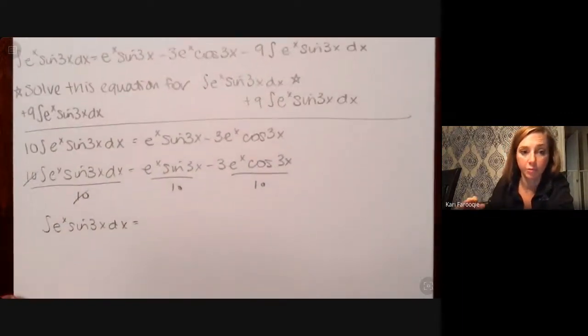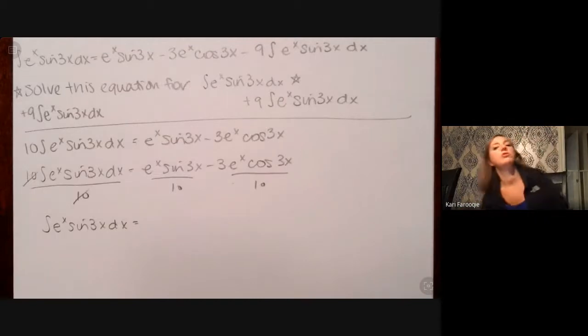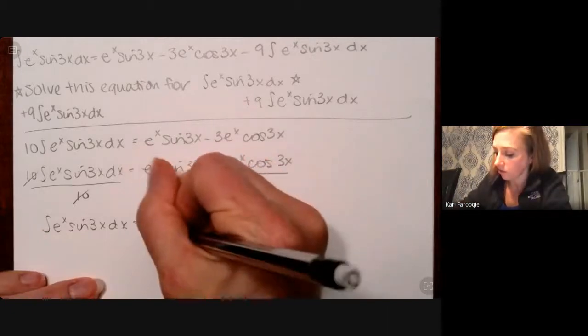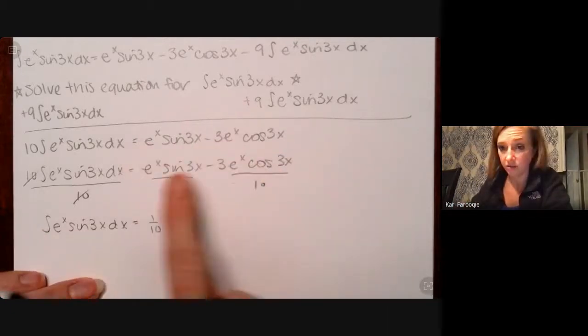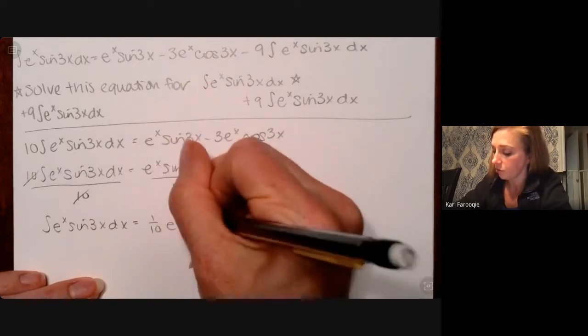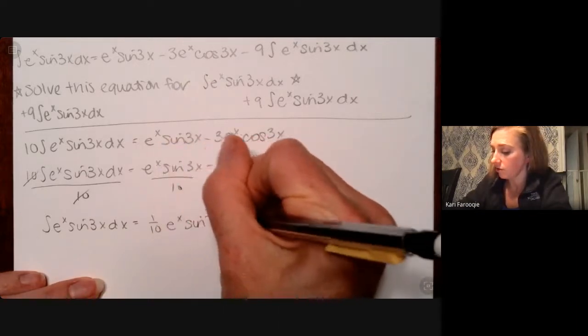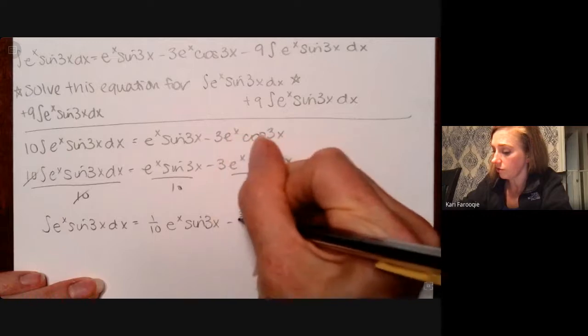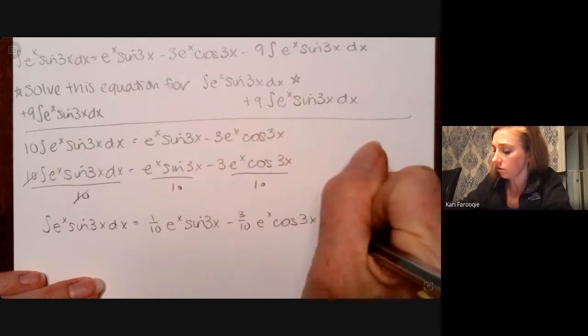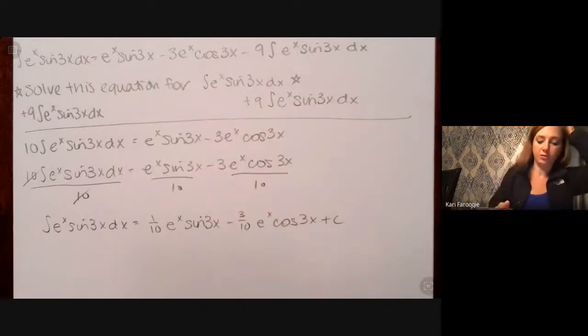When I divide both sides by 10, I'm really dividing every term by 10. And then you'll just rewrite this in a way that looks nice enough for you. Technically, this is fine. You just would need to add your plus c onto there. We have 1/10 e to the x sine 3x minus 3/10 e to the x cos 3x. Don't forget your plus c.